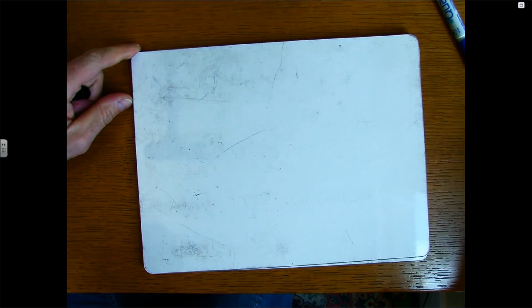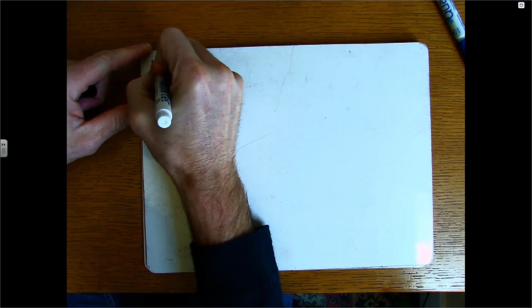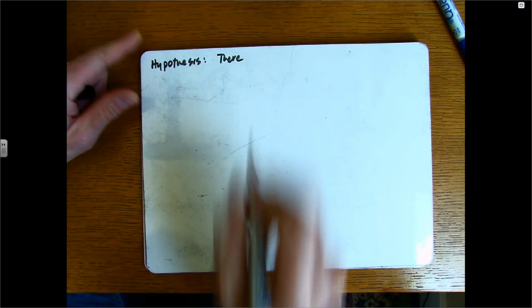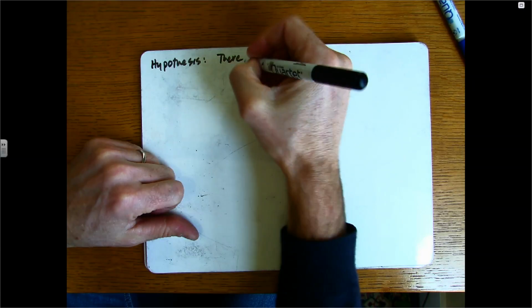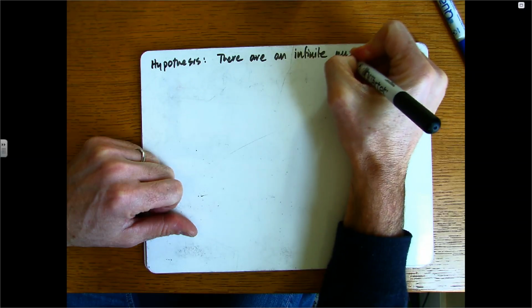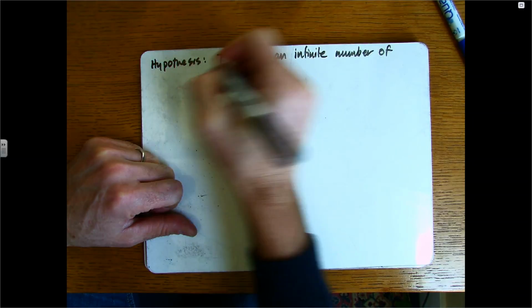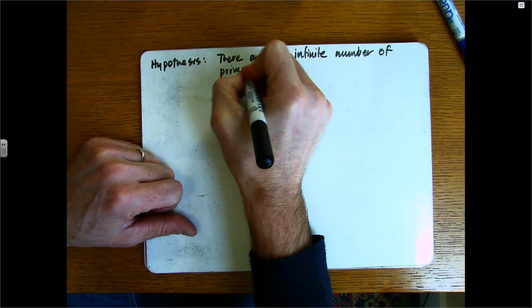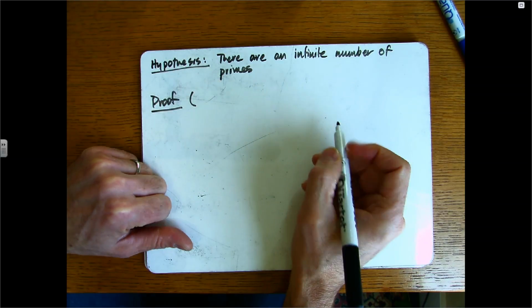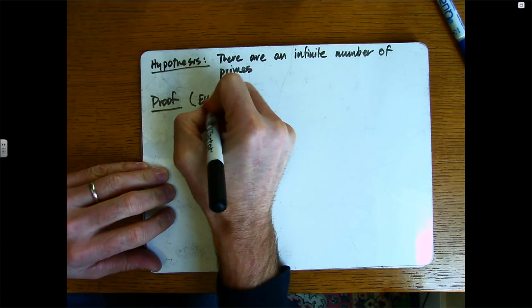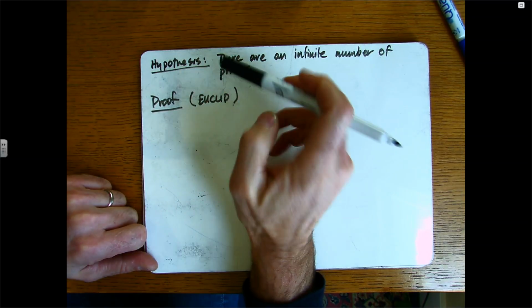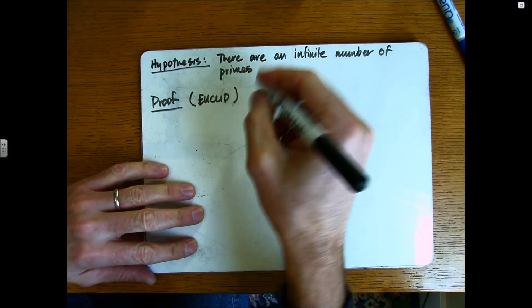So our hypothesis here is that there are an infinite number of primes. And what proof do we have of this? The proof I'm going to sketch, or reproduce, is Euclid's. It appears in Book 9 of the Elements. And the method is the method of contradiction.